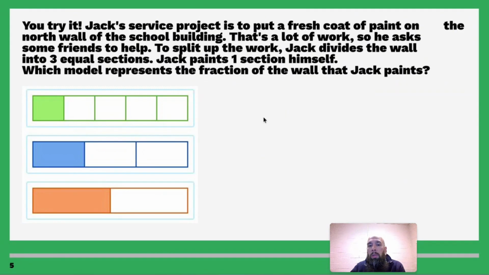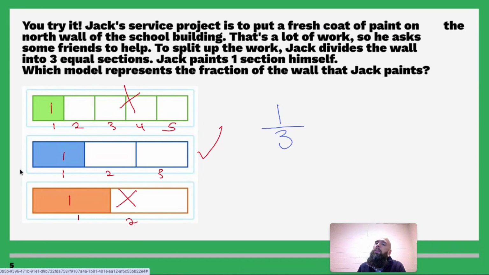Well, there's going to be 3 equal sections, so that's 3 total parts, and he's going to paint one of them. So I need the one here that represents 1 out of 3. Well, you are 1 out of 1, 2, 3, 4, 5, so not you. You are 1 out of 1, 2, 3, so you, and you would be 1 out of 1, 2, so not you. So if you chose the middle one, you chose correctly. All right.